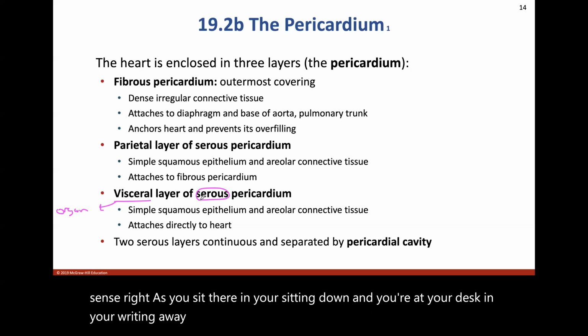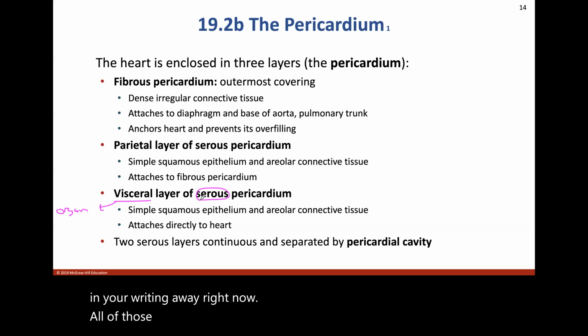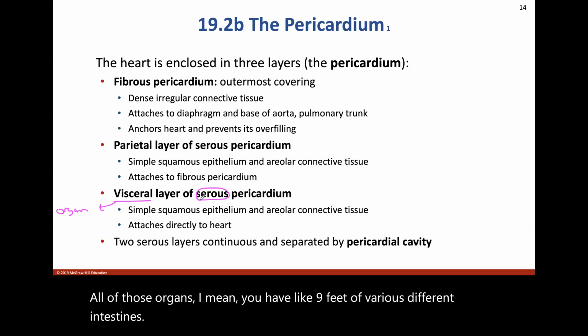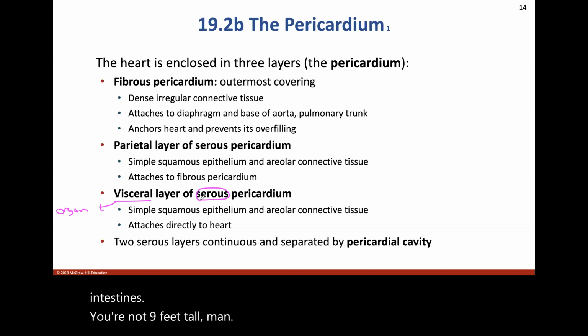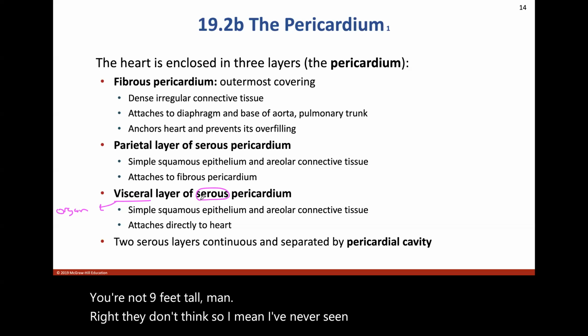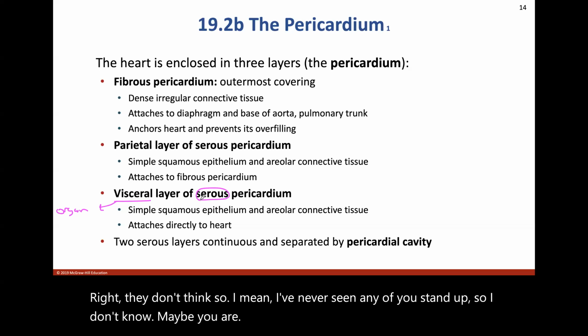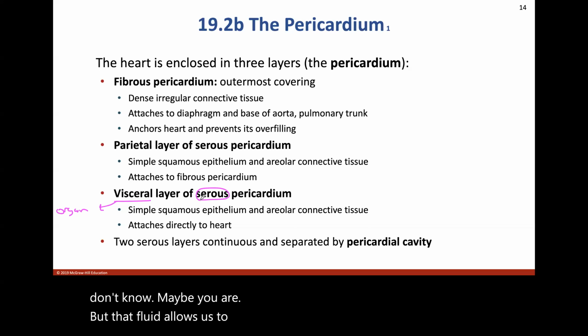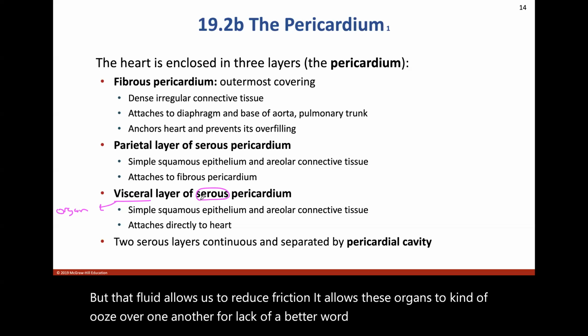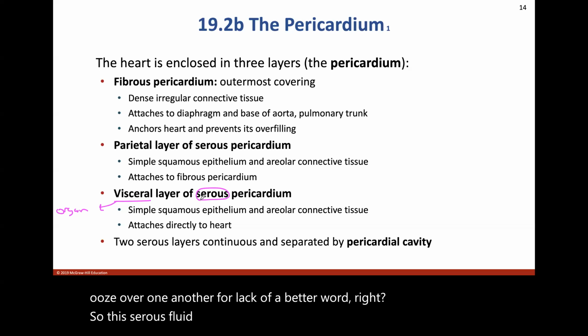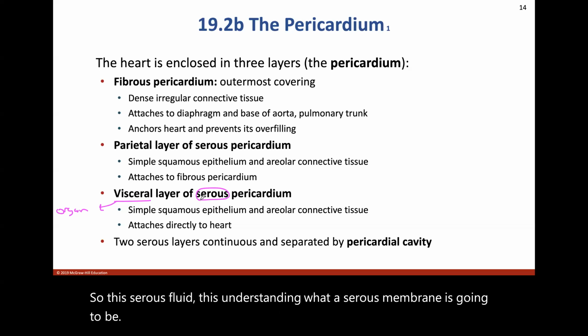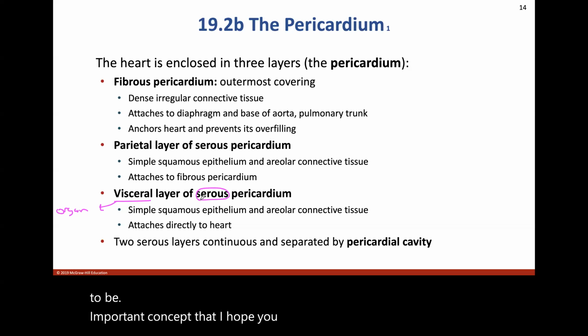As you sit there at your desk, writing away right now, all of those organs, I mean, you have like 9 feet of various different intestines. You're not 9 feet tall, right? At least I don't think so. I've never seen any of you stand up, so maybe you are. But that fluid allows us to reduce friction. It allows these organs to kind of ooze over one another, for lack of a better word. So understanding what a serous membrane is will be an important concept that I hope you remember, especially now.